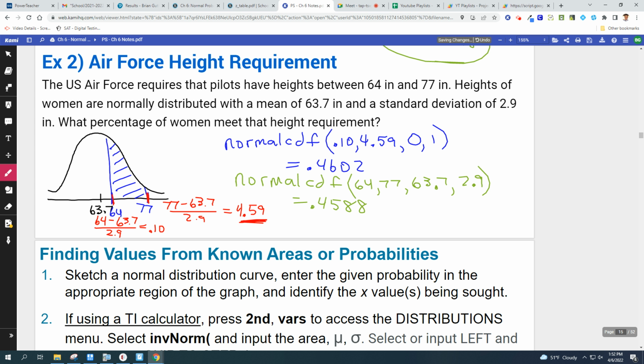It's not the same, but that should make sense though, because when I used the 0.10 and the 4.59, I rounded off. My numbers aren't quite right. I had to round off the first time through. This time I didn't round anything off. This answer is actually better, 0.4588. But let's answer the question. What percentage of women meet the height requirement? Let's just say 46%. It's about 46%.